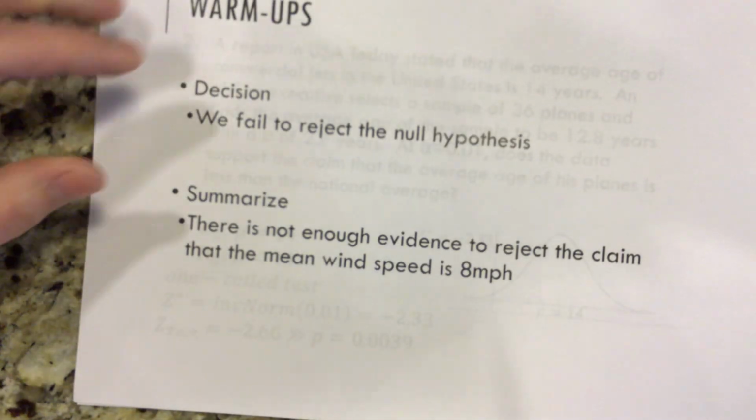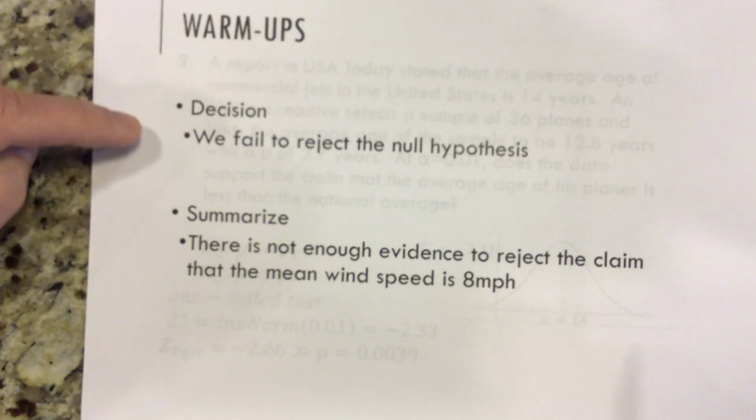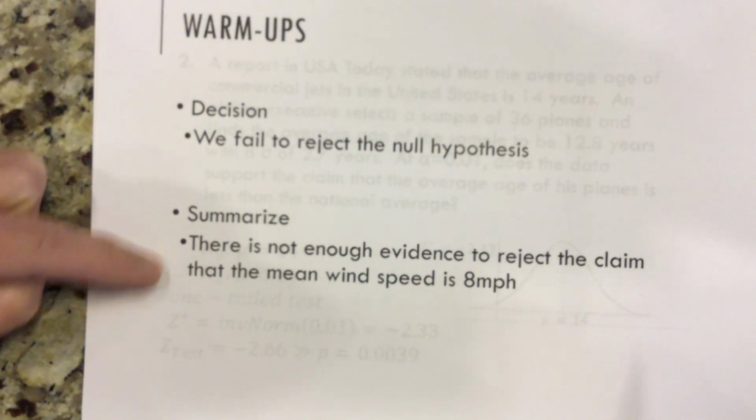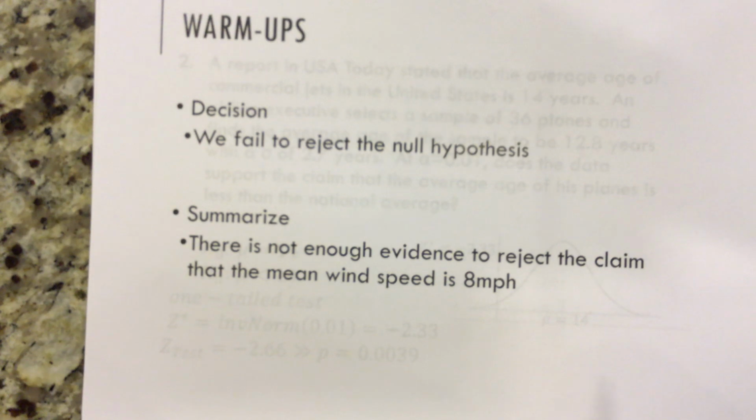Okay, so because our p-value exceeded our alpha, we don't have enough evidence to reject the null hypothesis. Doesn't mean it's true though, right? We had some evidence, quite a bit, just not enough. We were close, but not enough. Not enough evidence to reject the mean wind speed of 8 miles per hour.